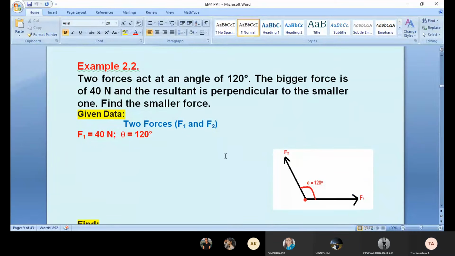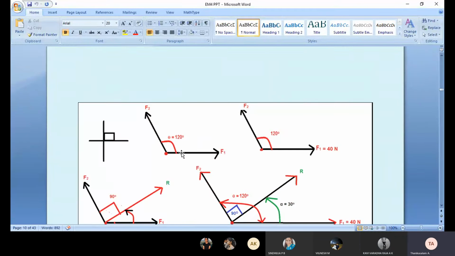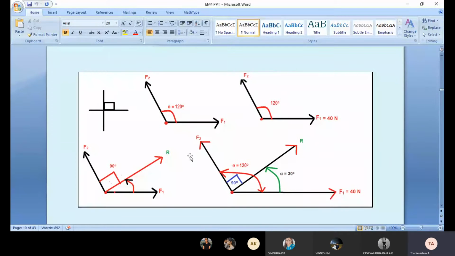The bigger force is 40 Newton and the resultant is perpendicular to the smaller one, sir. We want to find the smaller one, that is F2, and the resultant is perpendicular to F2, sir. Therefore we have the 120 angle. So I draw the resultant. See the green R and the red arrow, that is the resultant. The resultant is with respect to the smaller one, that's why I put 90 degrees.